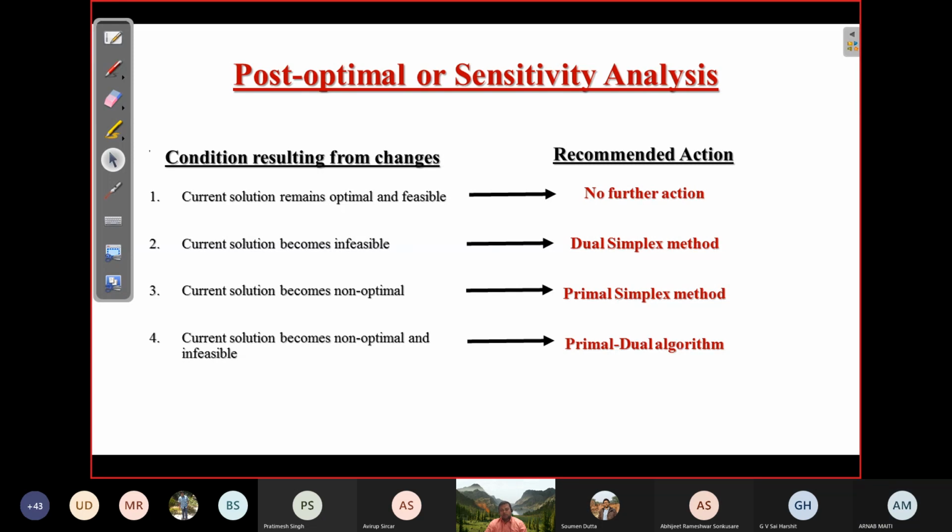Sorry, can you repeat? Means if we have a constant, the b value, by how much we can shift so that the current solution still remains feasible. No, that is not the definition of range of feasibility.